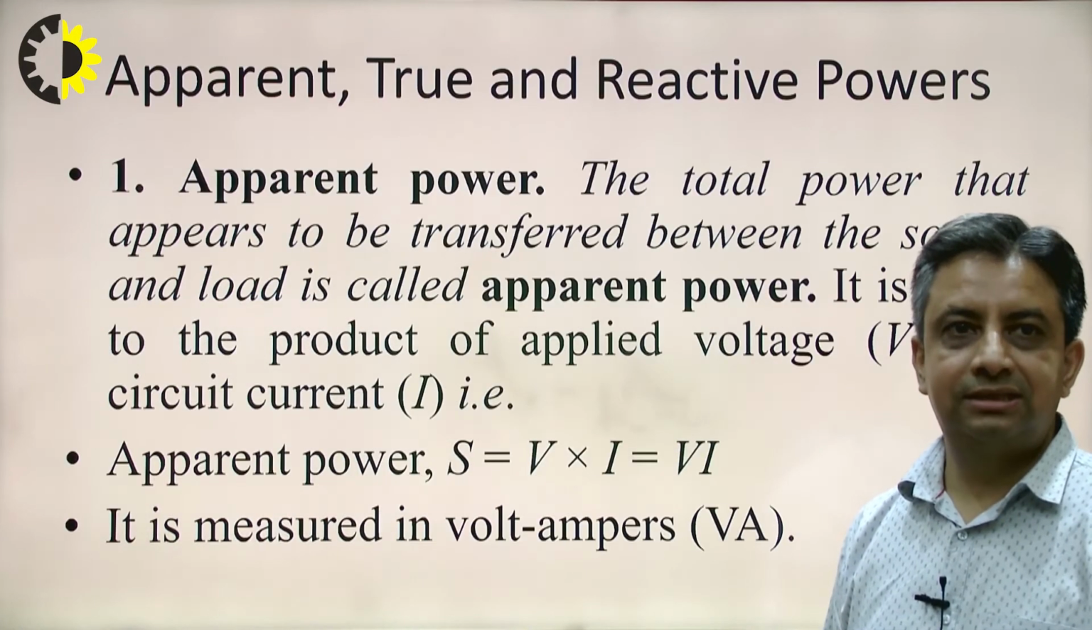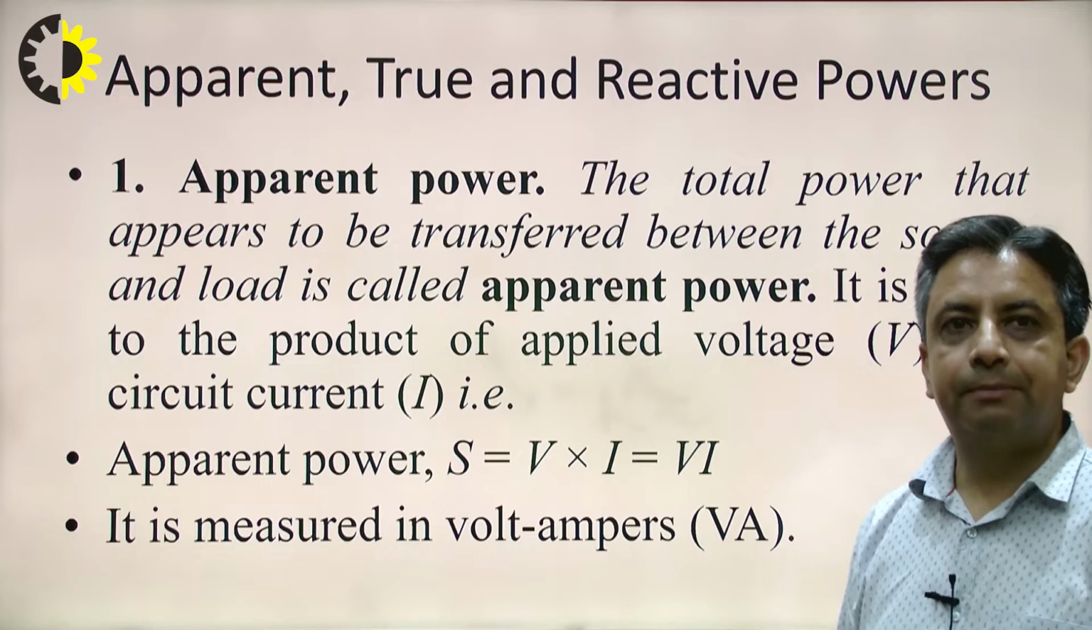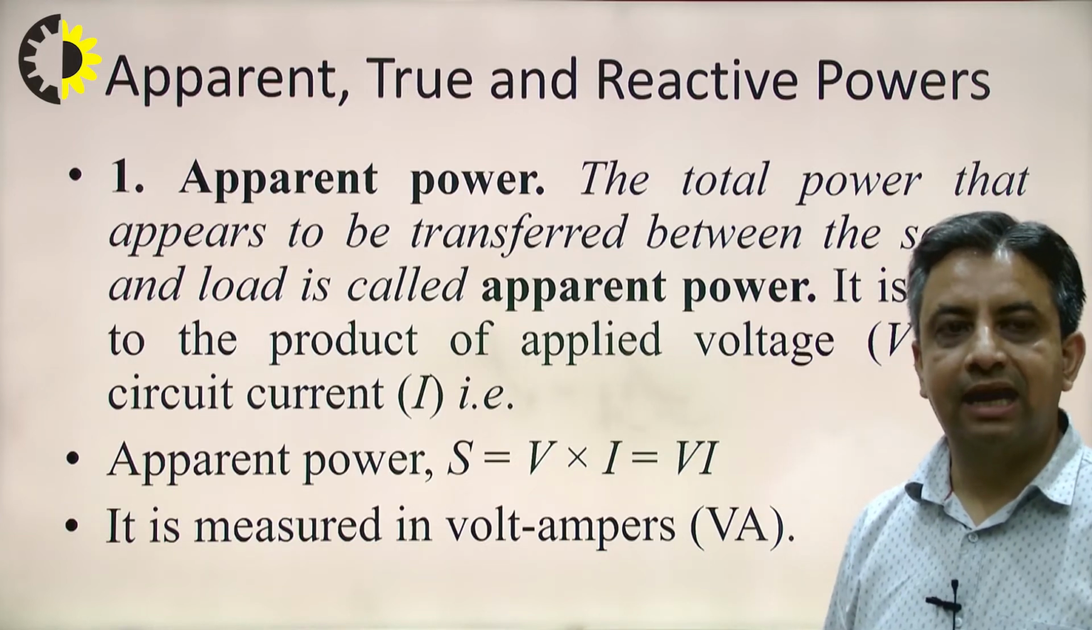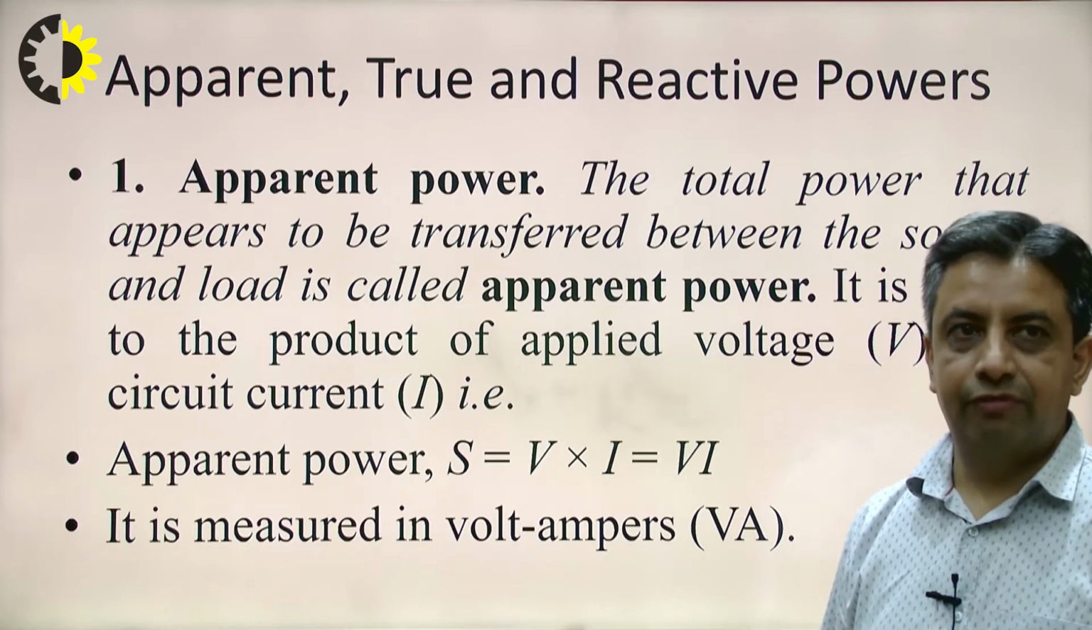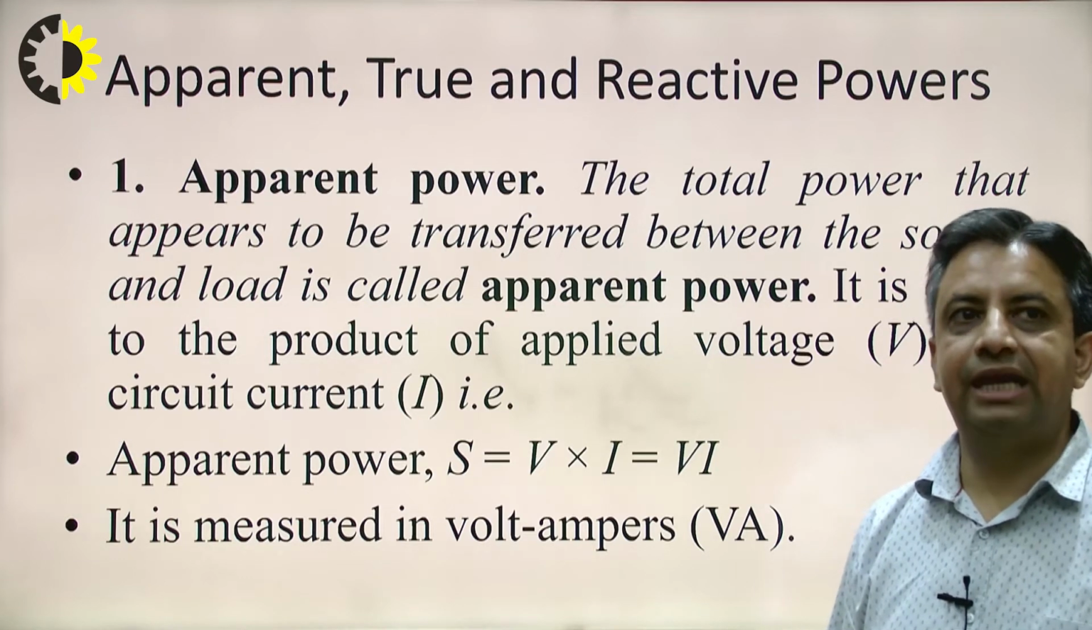Now the next thing is how much power is consumed by this RL circuit. In an AC circuit, instead of one, we will have three different types of power.